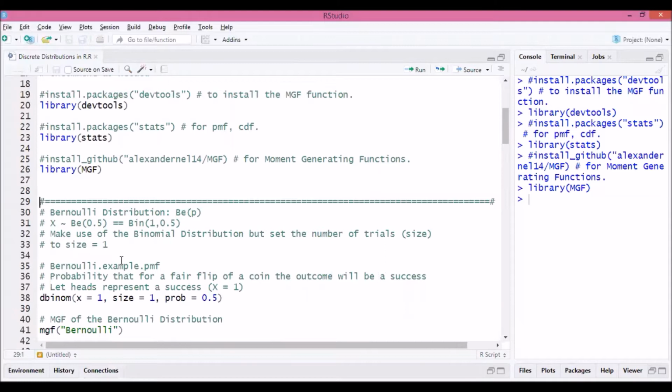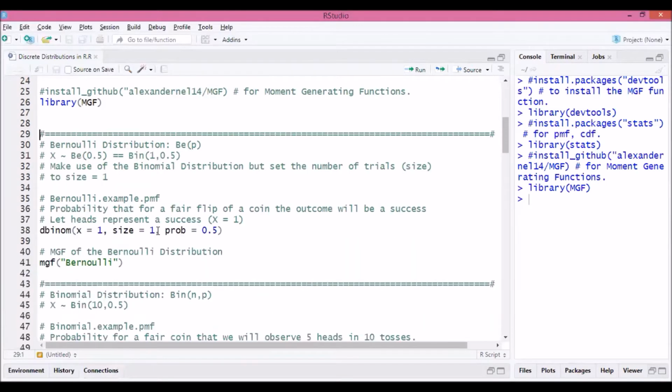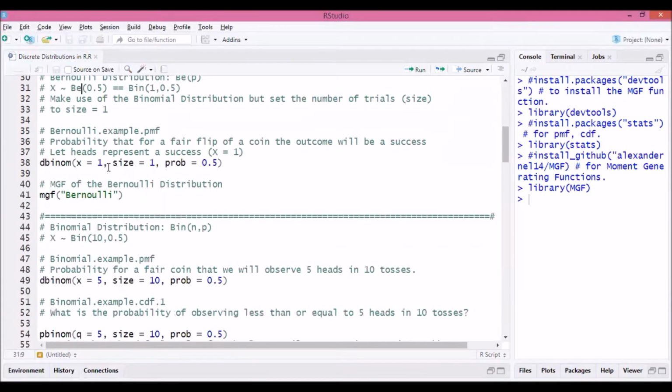So firstly, let's start off with the Bernoulli distribution. Just a reminder, the Bernoulli distribution models the outcome of a random experiment that can either be a success or a failure. In this case, we let the random variable x be a Bernoulli distributed random variable with a success probability of a half, 0.5. The easiest way to access the Bernoulli distribution's probability mass function in R is to use the binomial distribution probability mass function, but we simply set the size equal to 1, because a binomially distributed random variable with one trial is the same as a Bernoulli distributed random variable with the same success probability.